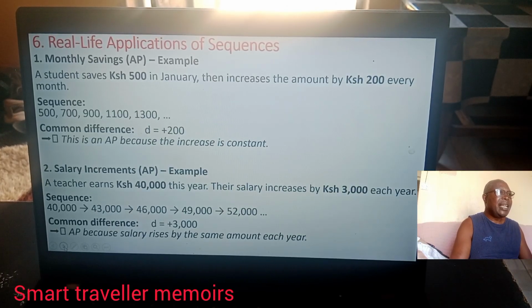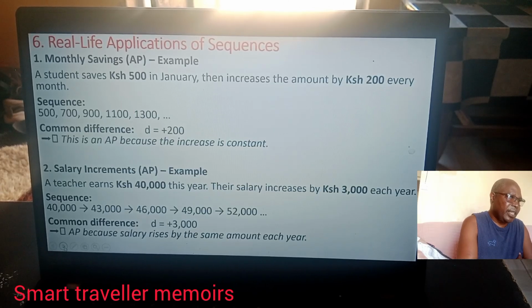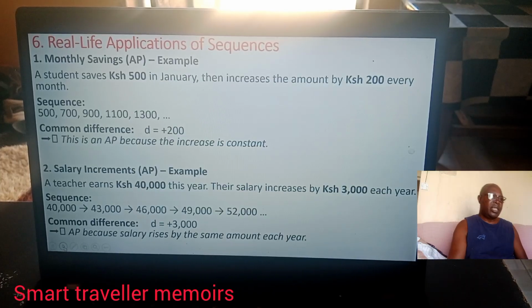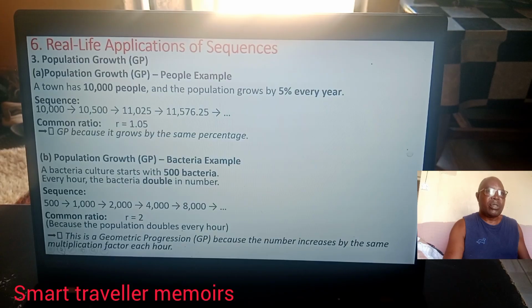Number 2 is salary increments. A teacher earns 40,000 shillings this year. Their salary increases by 3,000 each year. The sequence will be 40,000 to 43,000 to 46,000 to 49,000 to 52,000. The common difference d here is positive 3,000, and therefore it is an AP because salary rises by the same amount each year.